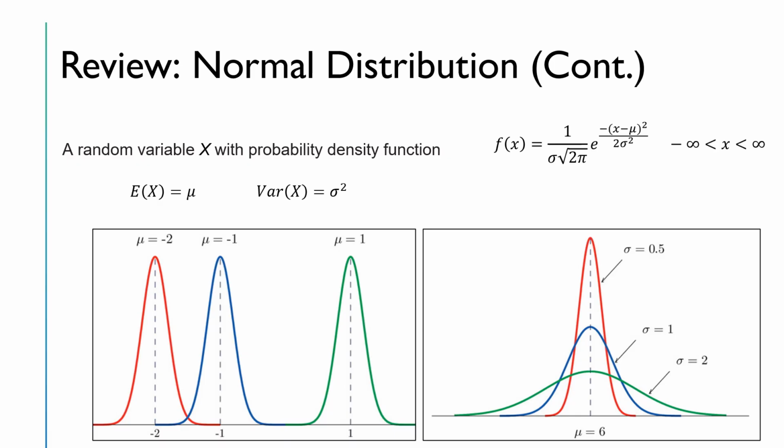Variance, sigma squared. The variance measures the spread or variability of the distribution. It tells us how far the data points typically are from the mean. A larger variance means the data is more spread out, while a smaller variance means the data is more concentrated around the mean. Together, the mean and variance fully describe the shape and spread of a normal distribution.